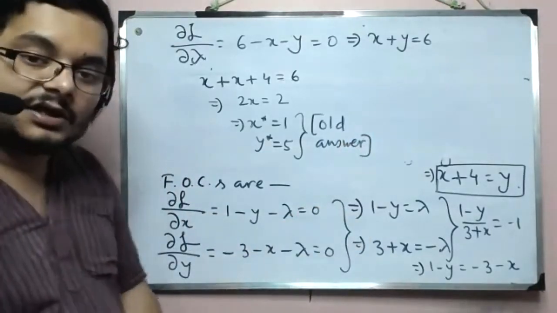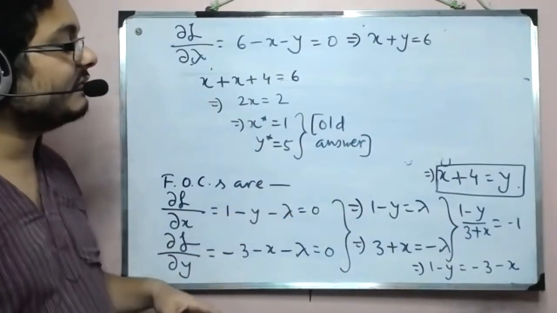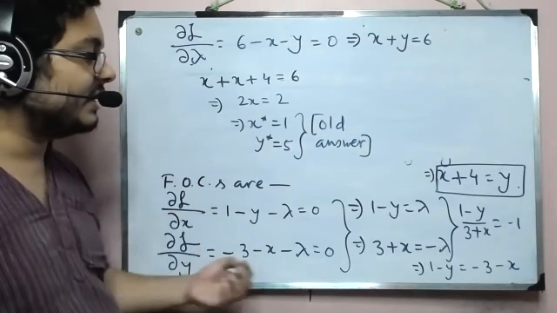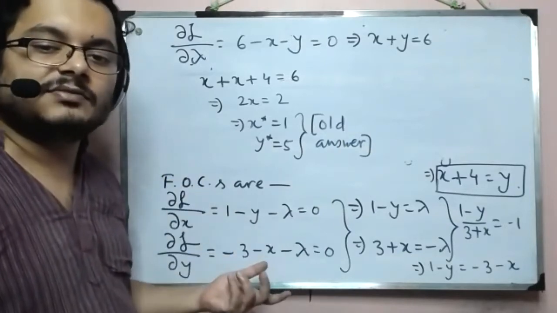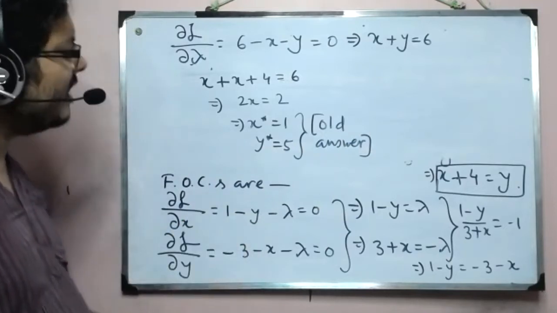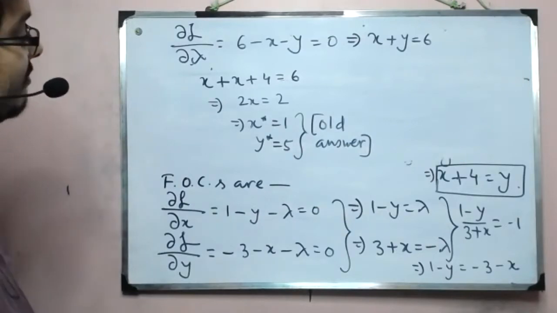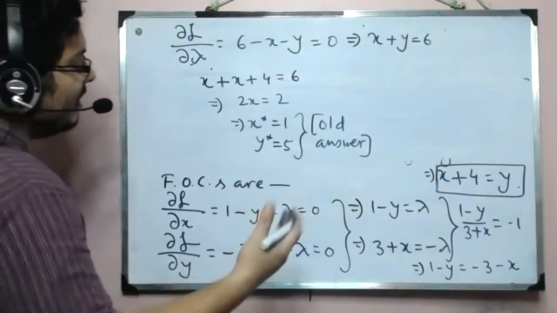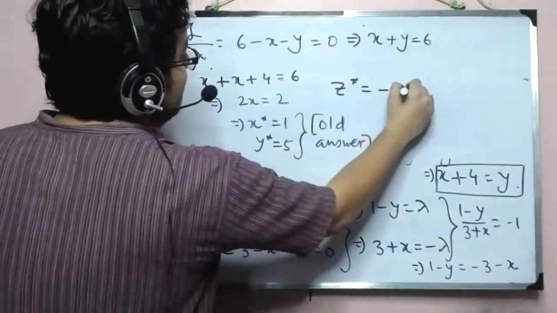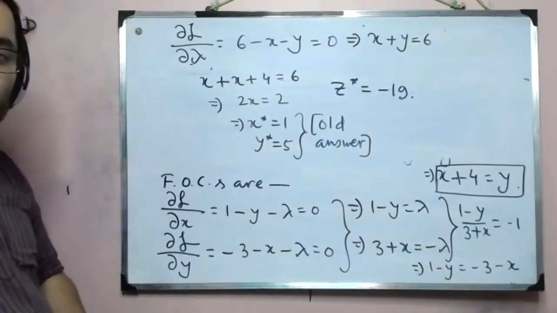We have shown that using Lagrange's method doesn't give a different answer. If I use Lagrange's method, I'm going to get the very same result, so I'm okay with using it, and we are going to use this method. So x star equal to 1, y star equal to 5, and taking help from the other problem, we know that z star equal to minus 19.